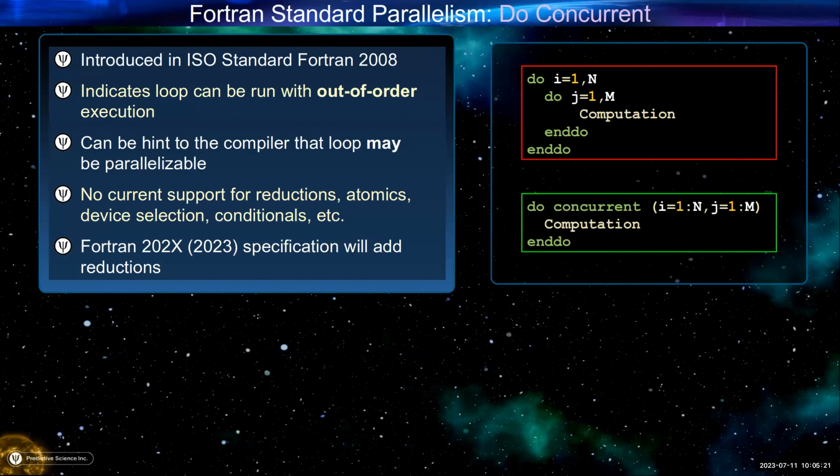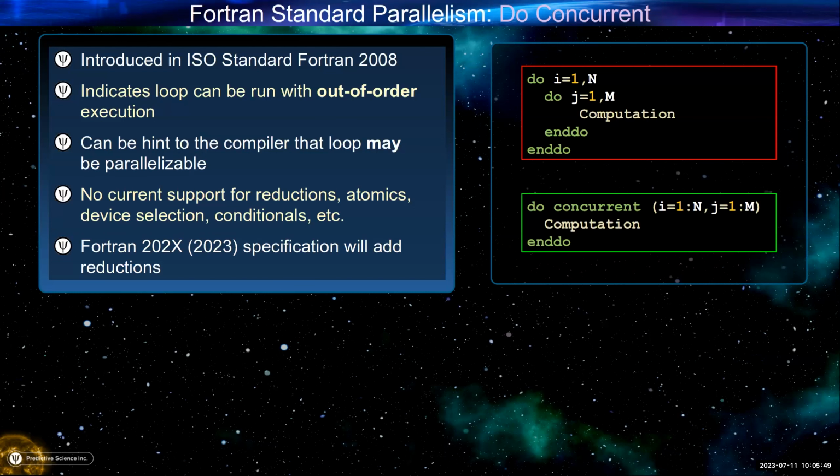So what is Fortran Standard Parallelism, do concurrent? This was introduced back in 2008 in the ISO standard Fortran. I have an example of it here on the right, do concurrent. It indicates that the loop can be run with out of order execution, that there are no data dependencies. According to the standard, it does not guarantee that it can run in parallel. However, this can be used as a hint to the compiler that it may be parallelizable.